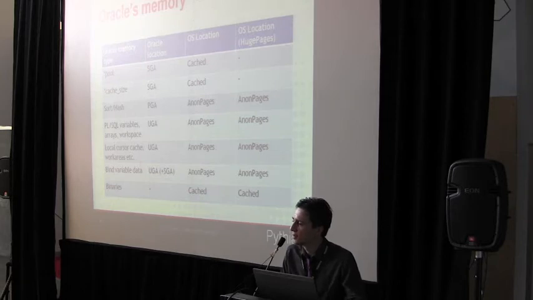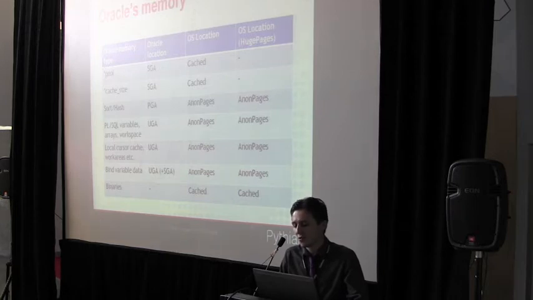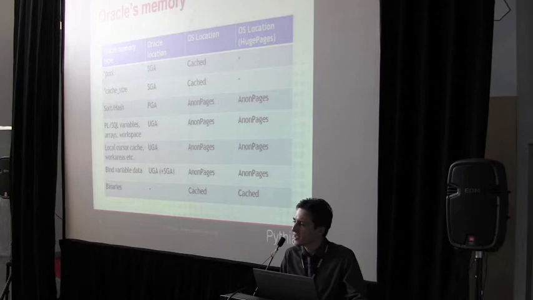Here's a table of all the memory mappings. So everything pool is SGA: Oracle location SGA, OS location cached. Sorting, hashing: Oracle location PGA, OS location anonymous pages.